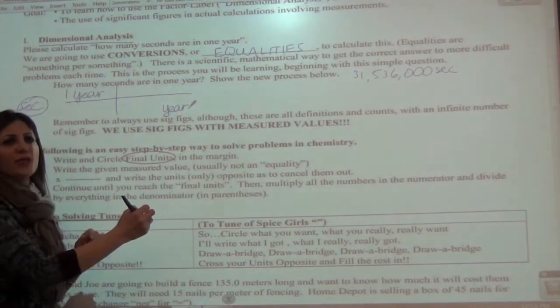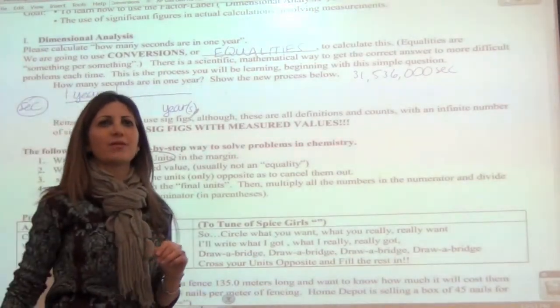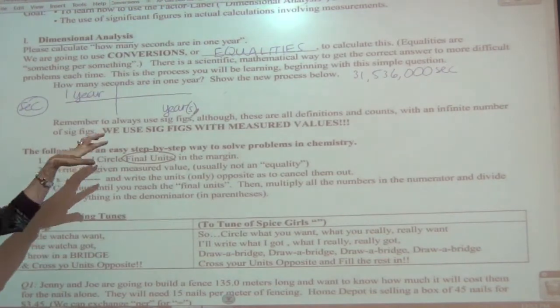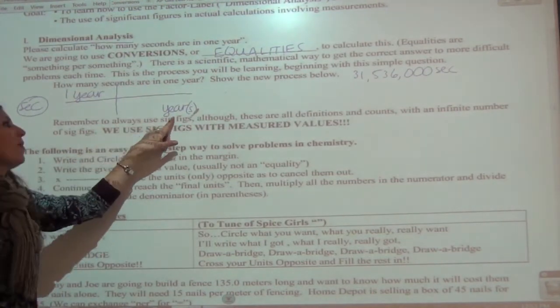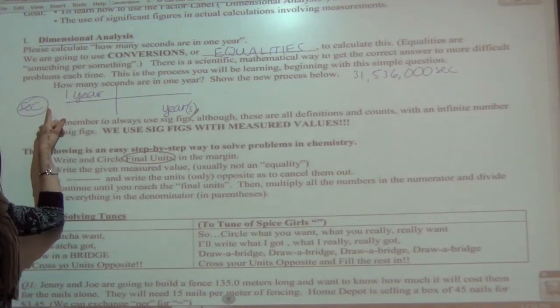Now you can abbreviate it. You can make it YR, and it can be plural or it can be singular. It doesn't really matter. So 1 year, 1 years, so many years, it doesn't really matter, okay? So plural or not. And what do you know about years that are going to get us closer to seconds? We know what?